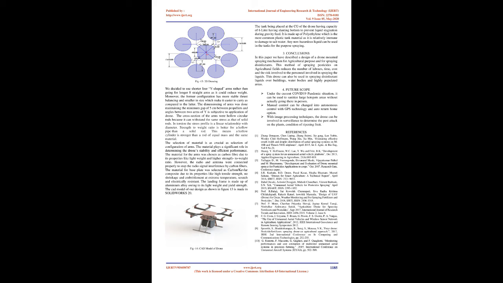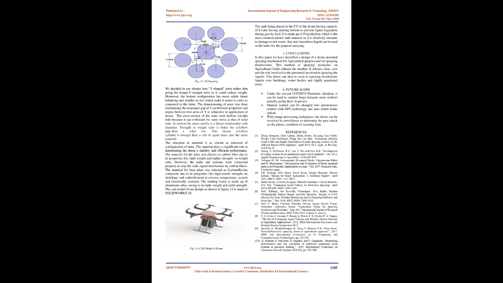Fig-13, 2D drawing. We decided to use shorter 4 Y-shaped arms rather than going for longer 8 straight arms as it could reduce weight. Moreover, the former configuration has more stable thrust balancing and is smaller in size, which makes it easier to carry as compared to the latter. The dimensioning of arms was done maintaining the minimum gap of 5 cm between propellers, and the angle between two arms of Y is subjective to application of drone.